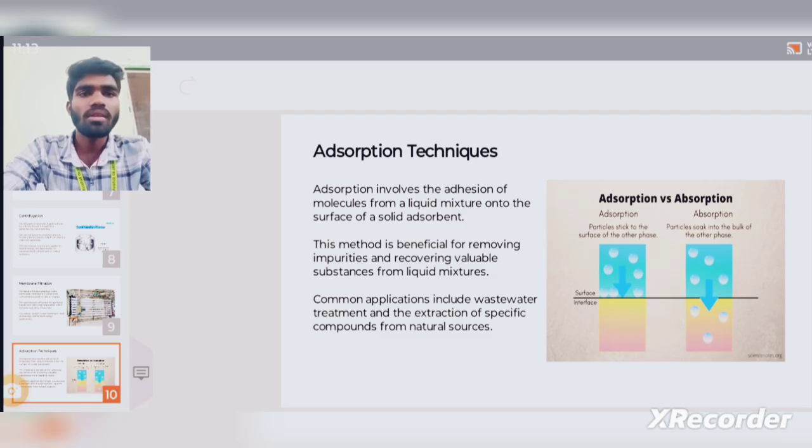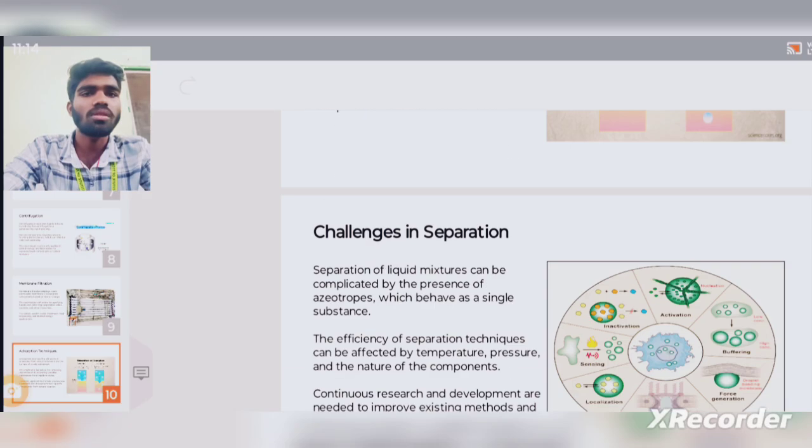And now we are learning about adsorption techniques. Adsorption involves the adhesion of molecules from a liquid mixture on the surface of a solid adsorbent. This method is beneficial for removing impurities and recovering valuable substances from liquid mixtures. Common applications include wastewater treatment and extraction of specific components from natural resources. In the diagram we can see absorption and adsorption. There is a major difference between absorption and adsorption.